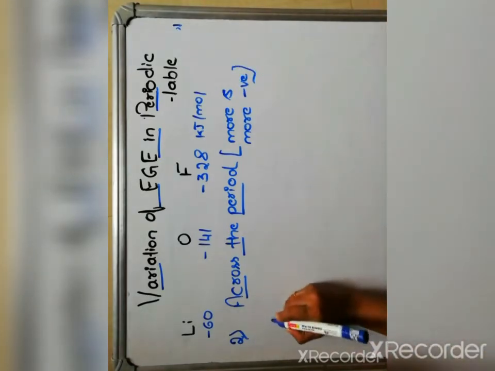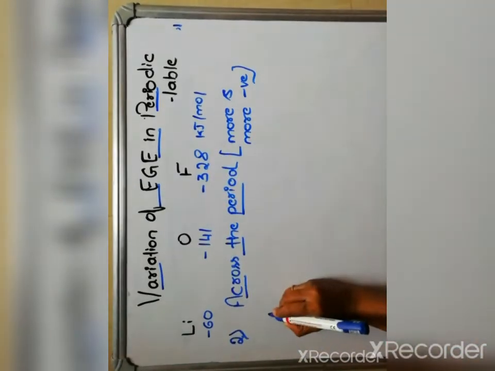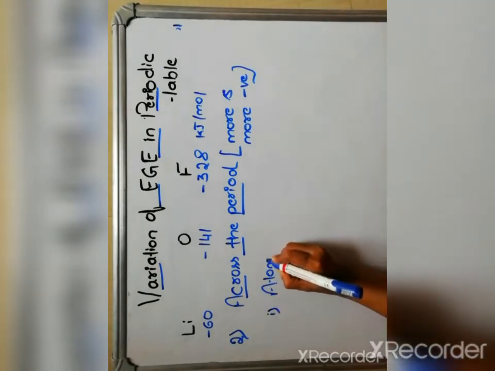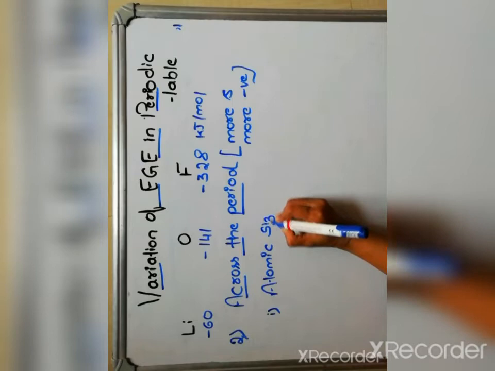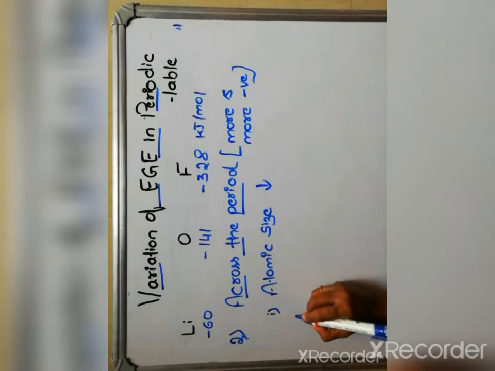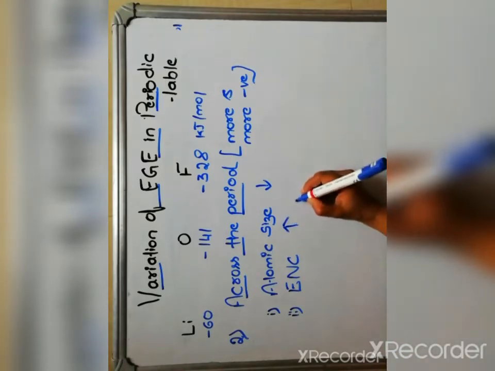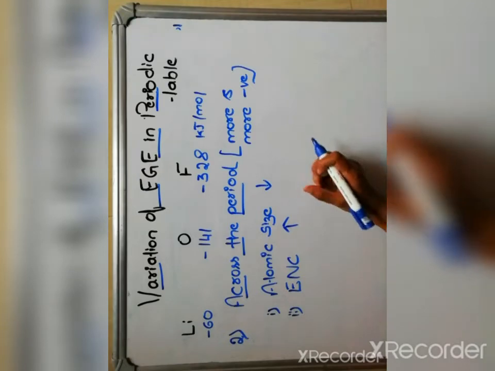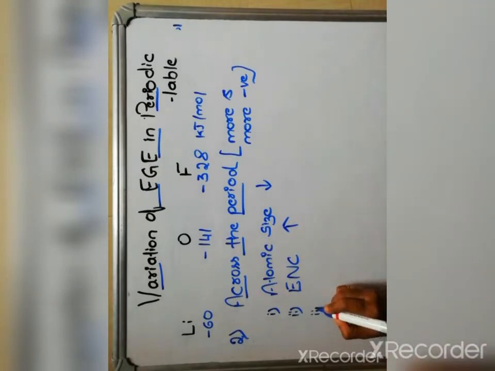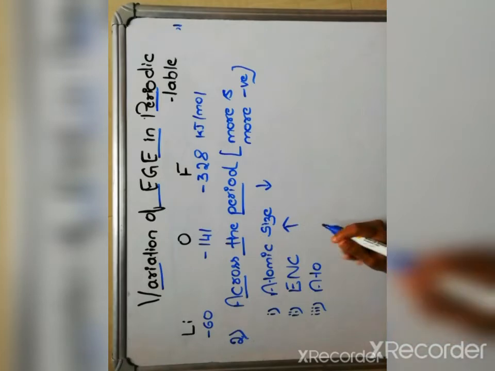The same thing. As we move across the period, from left to right, what happens to the atomic size? The atomic size will gradually decrease. Whenever there is a decrease in the atomic size, what happens to the effective nuclear charge? The effective nuclear charge is more, that is, the force of attraction between the nucleus and the electron is more. Then what happens to the electron gain enthalpy? The atom has a greater tendency to receive an electron.